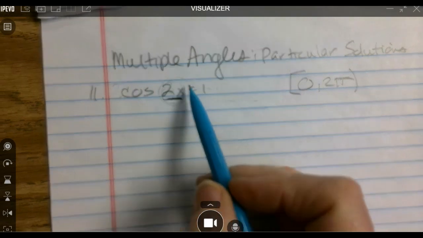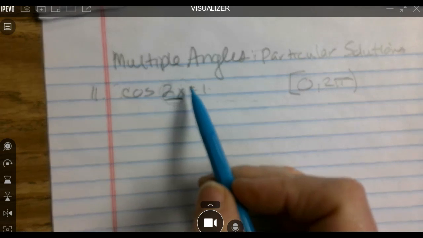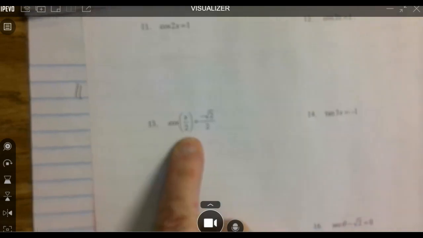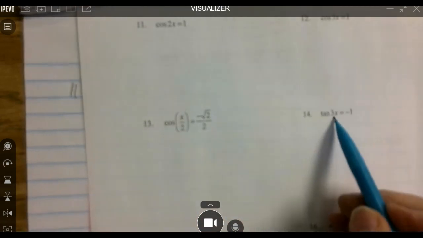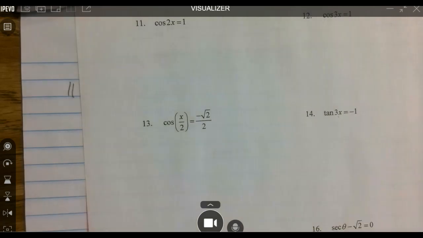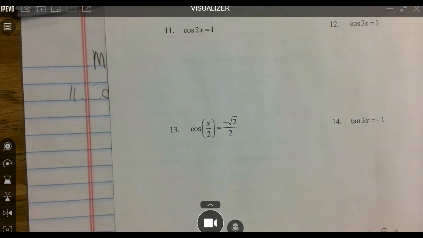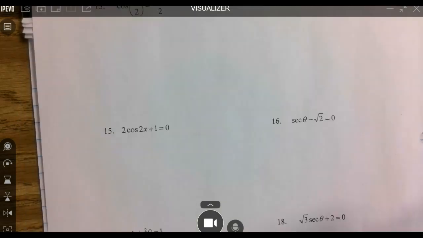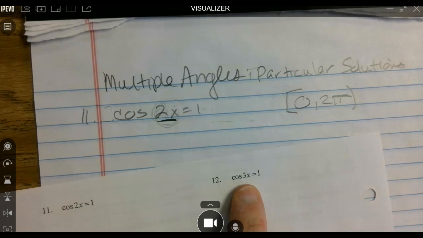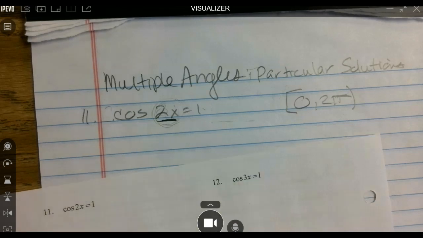As you can see, if I look at number 15 on the homework, it has a 1 half. So it doesn't even have to be multiplied by something. It can be divided by something. We have a half angle formula, but I don't need it because I'm going to treat this problem the same. Number 14 is 3 times. Well, I don't have a formula for that one, so I have to use something else. Number 15 has 2 times, so it's similar to what I'm about to do. And this one is a 3 times, so I can't even use a formula for this one. This is the only one.